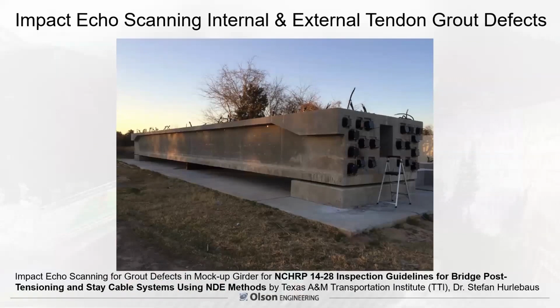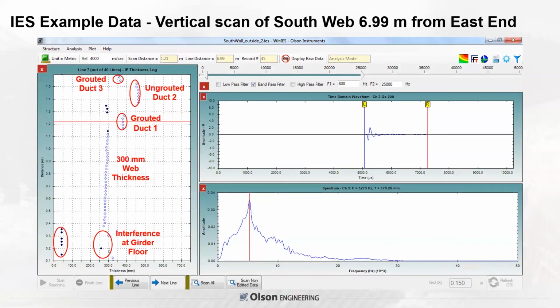So this is a research project done by Texas A&M University. It's NCHRP 1428, as you can see in the bottom. They built a large girder specimen and were concerned about using various NDT methods, NDE methods, to find grouted versus voided, both internal tendon ducts and external tendon ducts. It's done by Dr. Stefan Hurlebaus at Texas A&M. So they invited people to come in and demonstrate technology in addition to their own research. And so we participated in that.